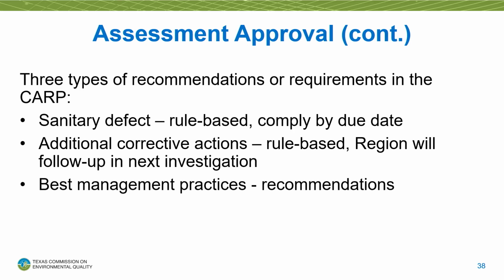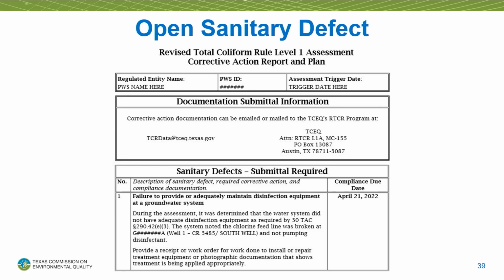Now, the CARP itself typically has 3 different sections. You'll have the sanitary defects, the additional corrective actions, and those best management practices, and we'll dive into each one a little bit here. This is what you might see for an open sanitary defect. So at the top, you have your public water system information. This will be your PWS name and ID along with the triggering date for that assessment. Below that is the document submittal information. As I said, open SDs have corrective action deadlines, and documentation must be provided by either email or to our mailing address as listed here.